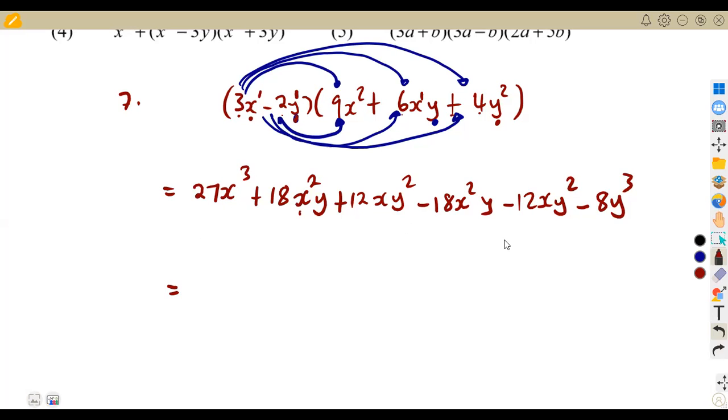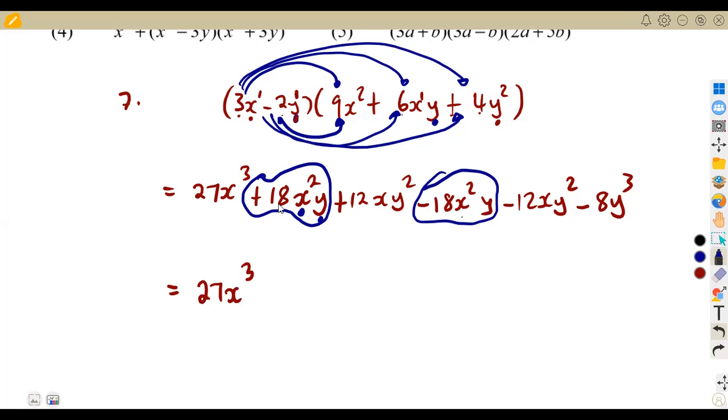As we can see, we do not have any other term that can be added to 27x cubed. We do not have any other x cubed. So this term is just going to remain as it is, that is 27x cubed. All right. Then we check the part where we have x squared y. So this is 18x squared y, and this is minus 18x squared y. So that is going to give us a 0. 18 minus 18, that's a 0.